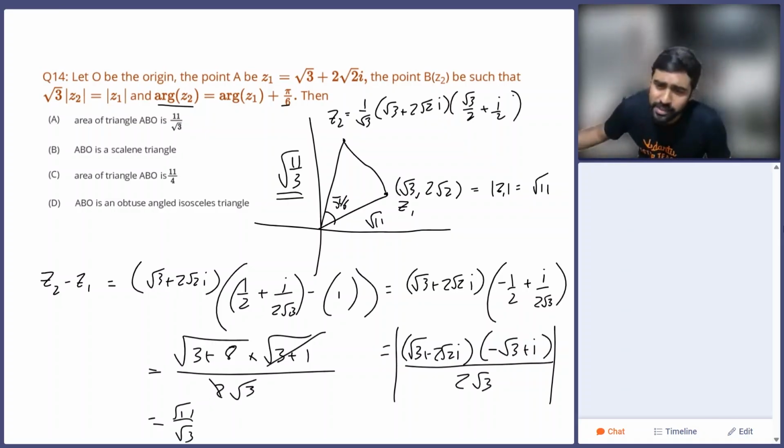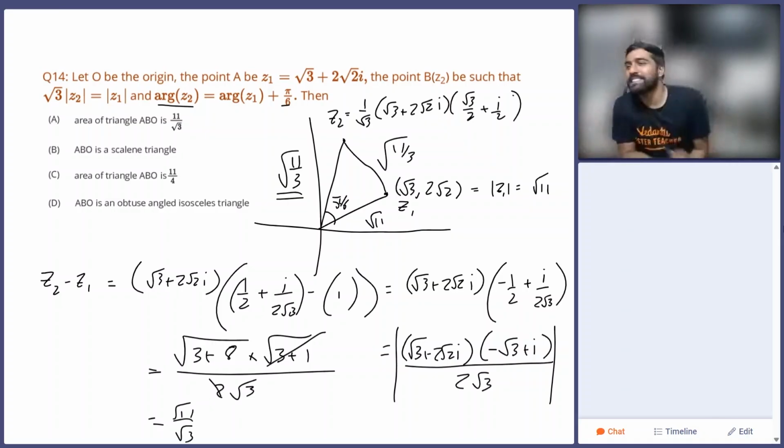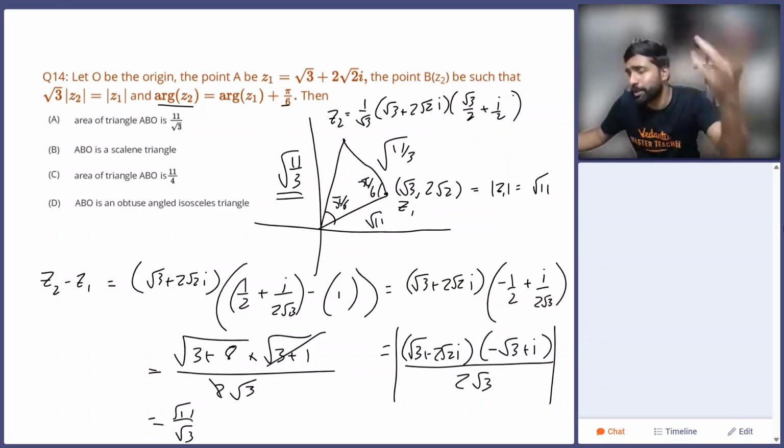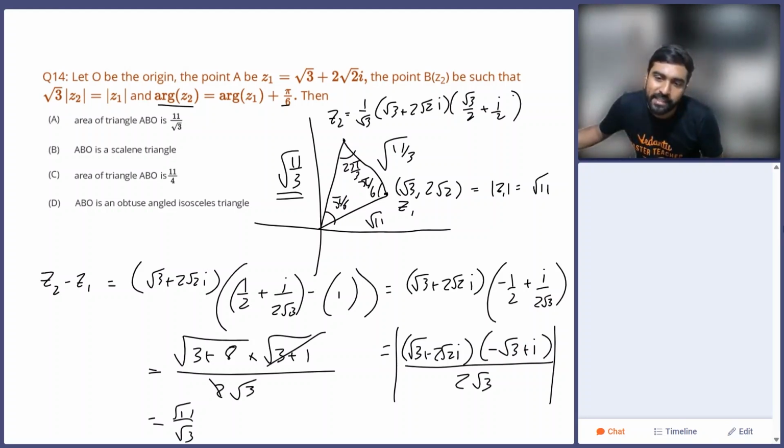What is root 11 by root 3? That's nothing but the same as this root 11 by root 3 side over here, which means these two angles are going to be equal, pi by 6, 30 degrees, which means the other one is going to be 120 degrees or 2 pi by 3. So I can say that yes, it's an obtuse angle isosceles triangle over here. Option D will be the answer for this question. Okay, so option D will be the answer over here, a plain and simple direct summation.